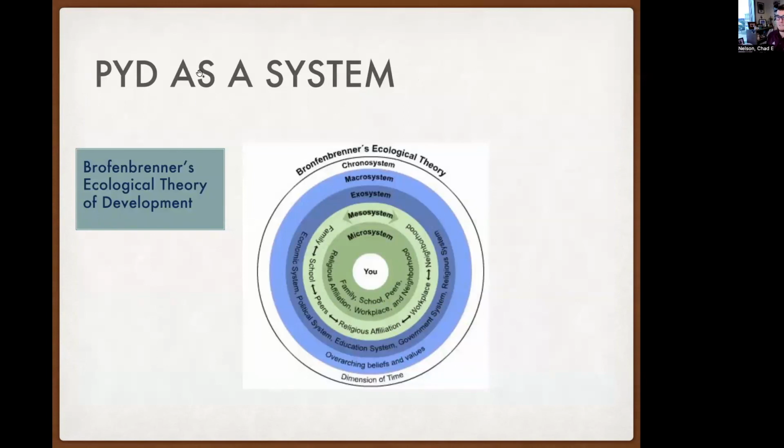As a systems model, if you look at this, the microsystem, you being the young person, the youth, the microsystem right here is the family, school, peers, religious affiliation, workplace, and neighborhood. The mesosystem is the blend in between these, the family, school, peers. This is the mesosystem, the blend between all these. And then the exosystem: the economic system, political system, education system.